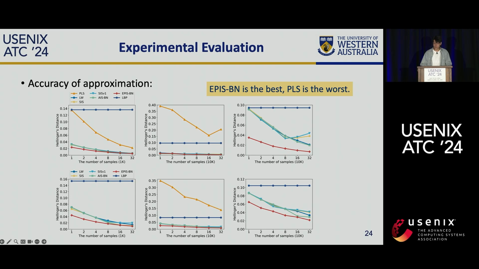We also plot the accuracy results for the scale of completeness. In FastPGM, we support the Hellinger distance and mean squared error, which are well-known accuracy metrics. Generally, EPIS-BN is the best while PIS is the worst. The accuracy results from our implementation are consistent with those in the previous paper. We leave further observations and analysis in our paper.